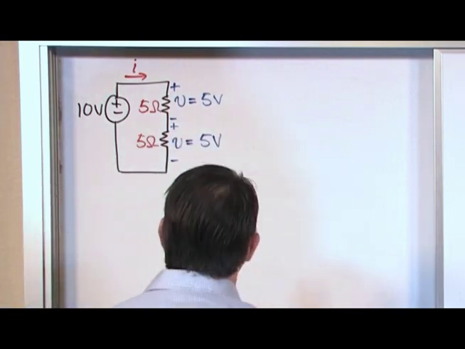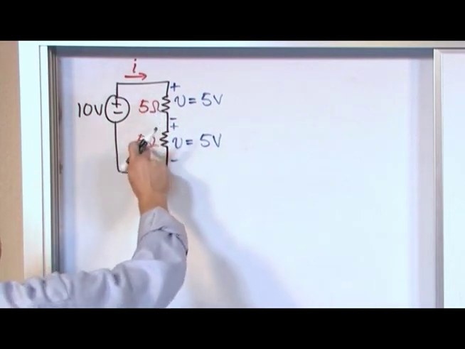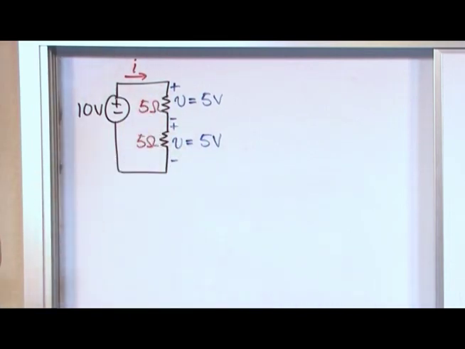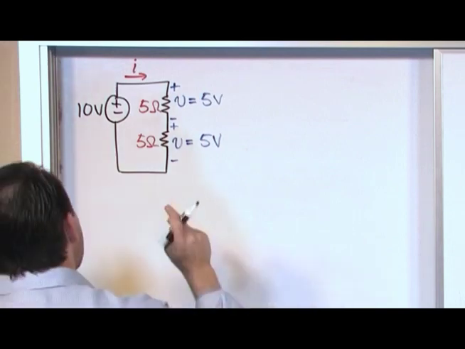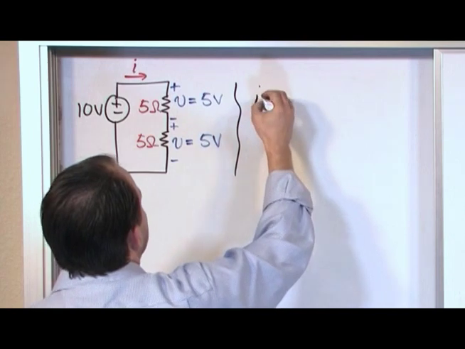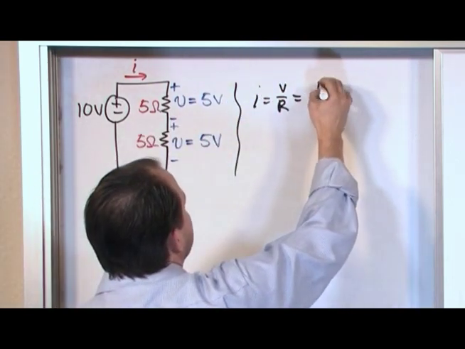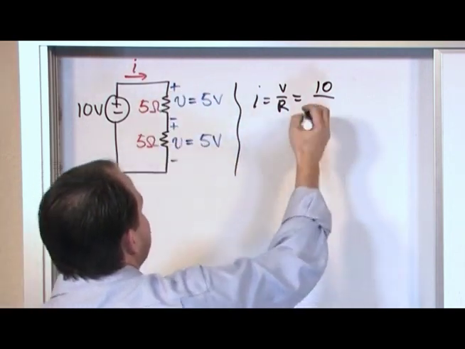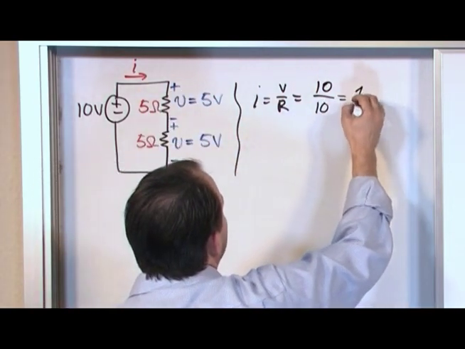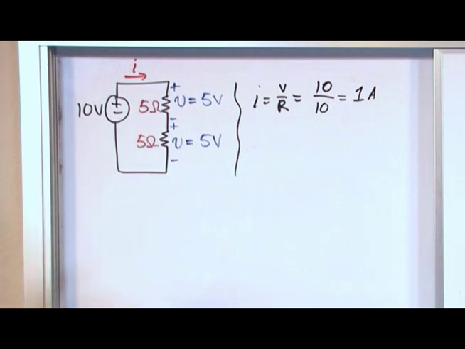I've kind of already done it, but I want to make sure you understand it. This circuit has 5 ohms and 5 ohms. So if we add them together, we get 10 ohms equivalent resistance. If I want to find the current here, the current is V over R. The voltage is 10 volts. The equivalent resistance, when you add them together, is also 10 ohms. So the current is 1 amp flowing through here. The current is 1 amp flowing through there.